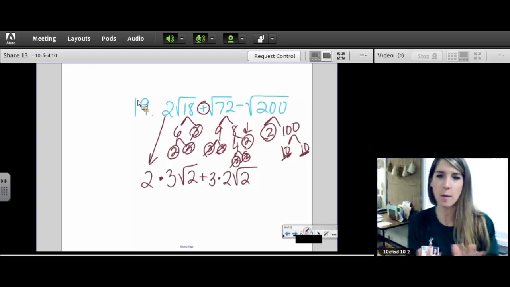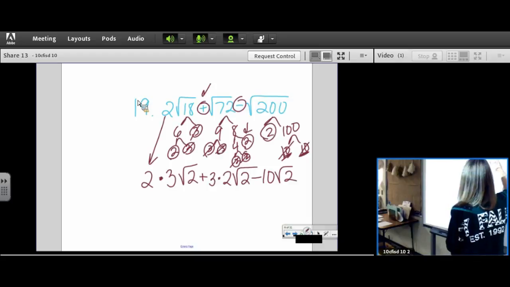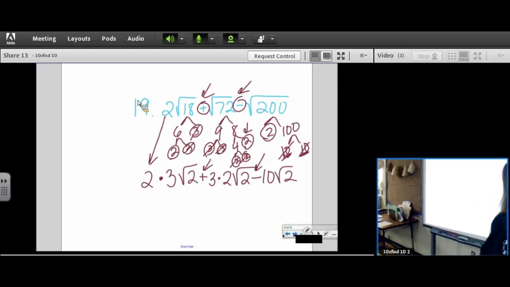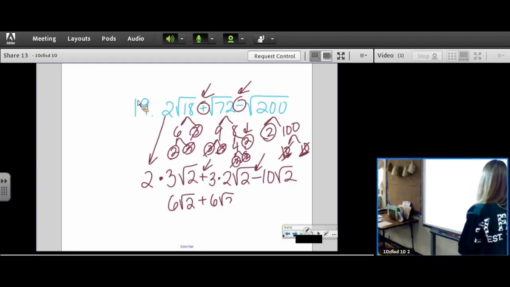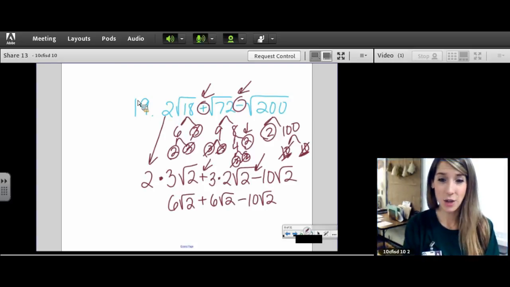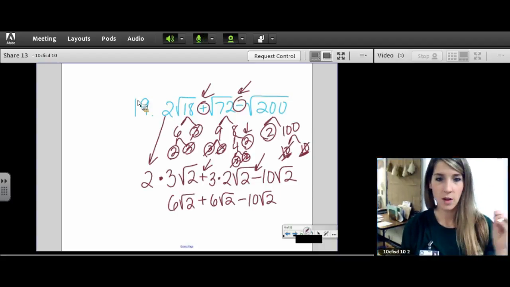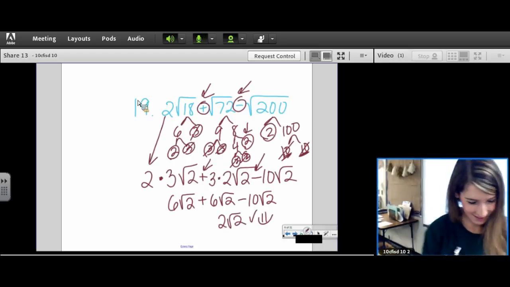I'm not going to circle them because they're not prime, but a 10 escapes. I'm going to drag this negative down. A 10 escapes, and a 2 is left over. So notice how I kept these plus and minus. So now we've got 6 radical 2 plus 6 radical 2 minus 10 radical 2. Those are all like terms, so we are allowed to add them together. 6 plus 6 minus 10. 12 minus 10. That's smiley. That one was a doozy.